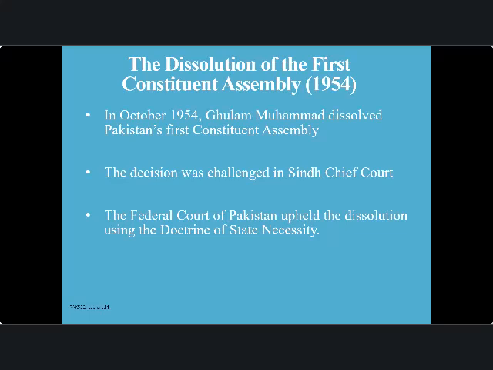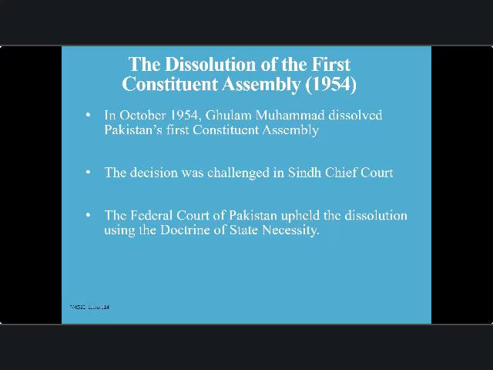Then the Second Constituent Assembly of Pakistan was formed in 1955 after the dissolution of the First Constituent Assembly of Pakistan by the Governor General Ghulam Muhammad in 1954. Its members were indirectly elected by the Provincial Assemblies of both East and West Pakistan. The main task of the assembly was to frame a constitution for the country.